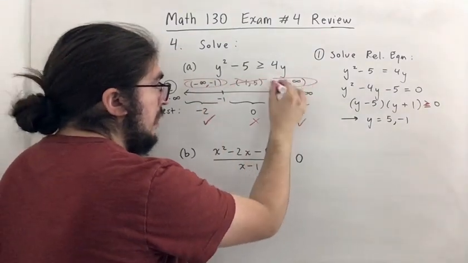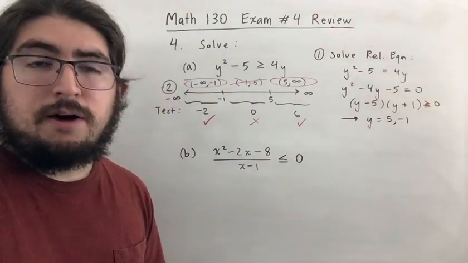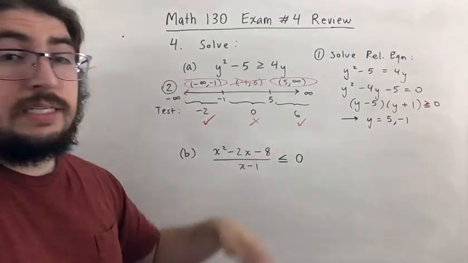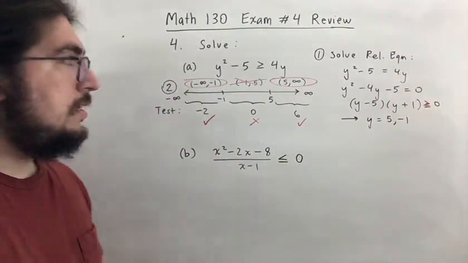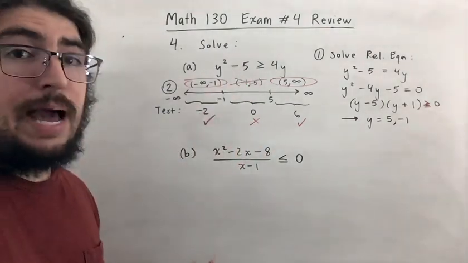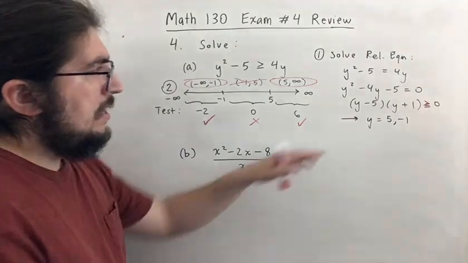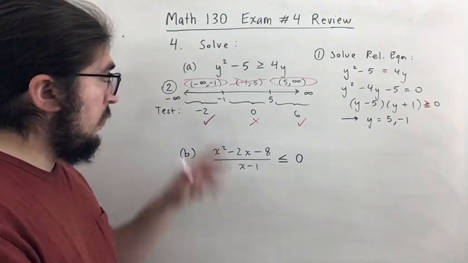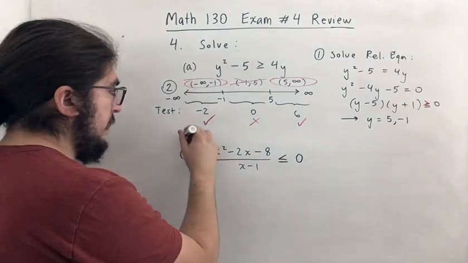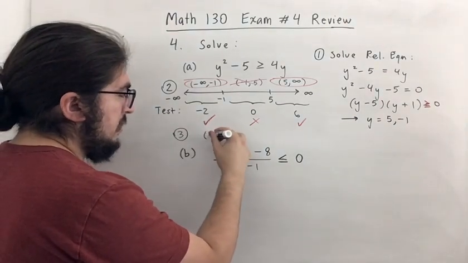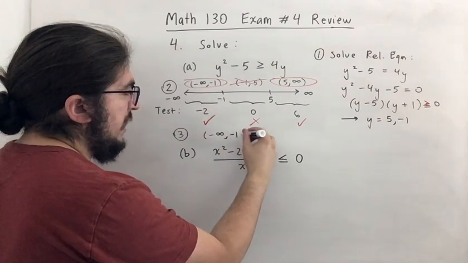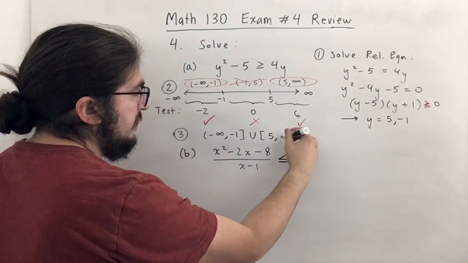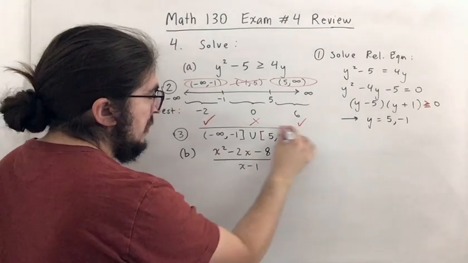So now step 3 allows us to get the intervals that checked out, take their union, and change any of the parentheses to brackets as needed. So since this is or equal to, that will happen. And in fact, the related equation tells us which values worked. So 5 works and negative 1 works. So those will actually be bracketed. So let me show that right here in step 3. That'll just kind of build our answer. So negative infinity, negative 1, bracket, union, bracket 5 to infinity. That does it.